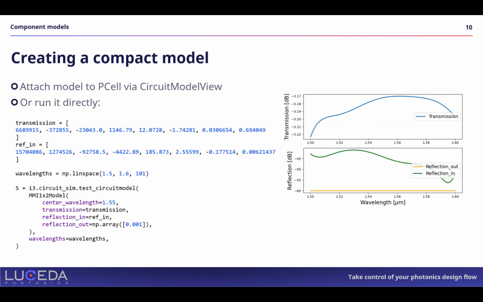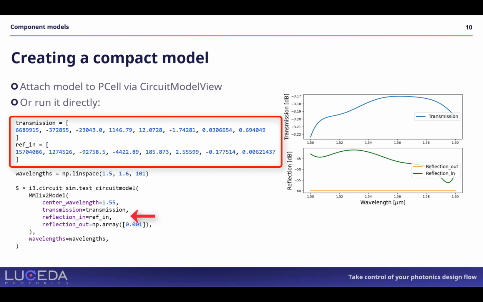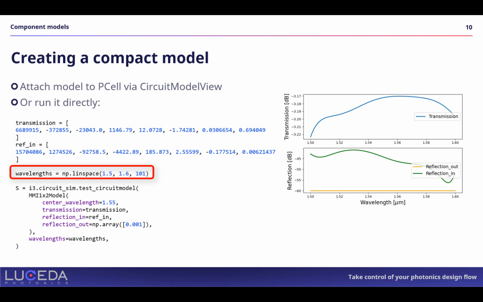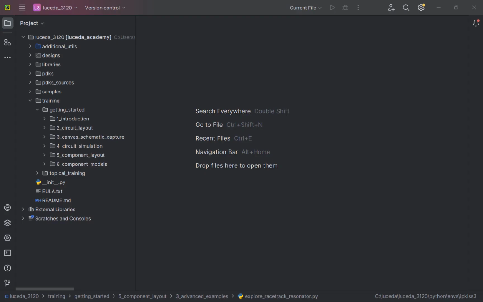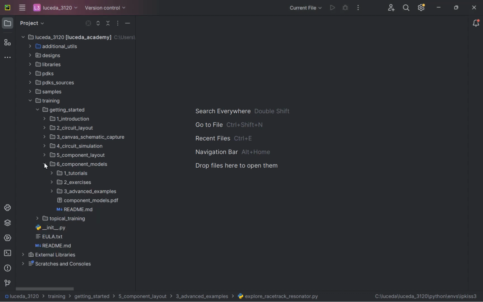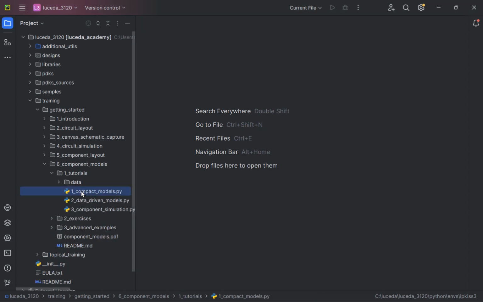We will now attach the model to the P-cell by using Circuit Model View. First, the model is instantiated by filling in parameter values, and then is simulated over a wavelength range from 1.5 to 1.6 microns. Do not worry about where the values for transmission and reflection come in, this will be covered later. We then plot the S-matrix. The transmission and reflection values are converted to a decibel scale for easy comparison using the IPKISS function i3.SignalPowerDB.